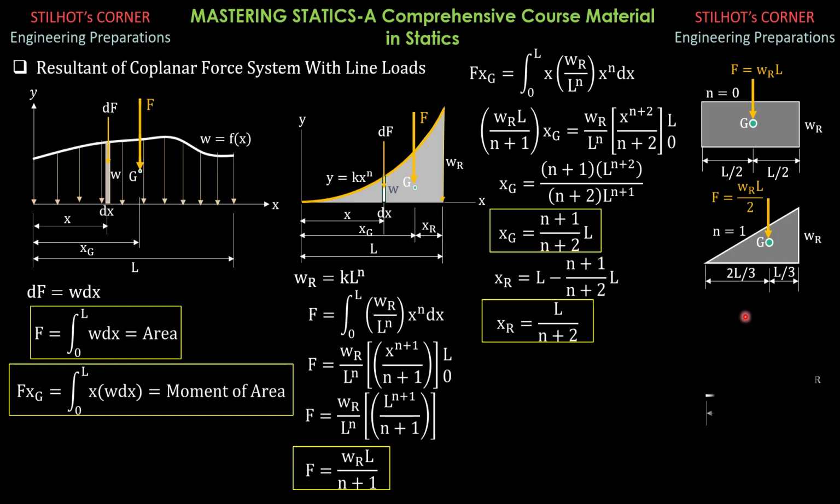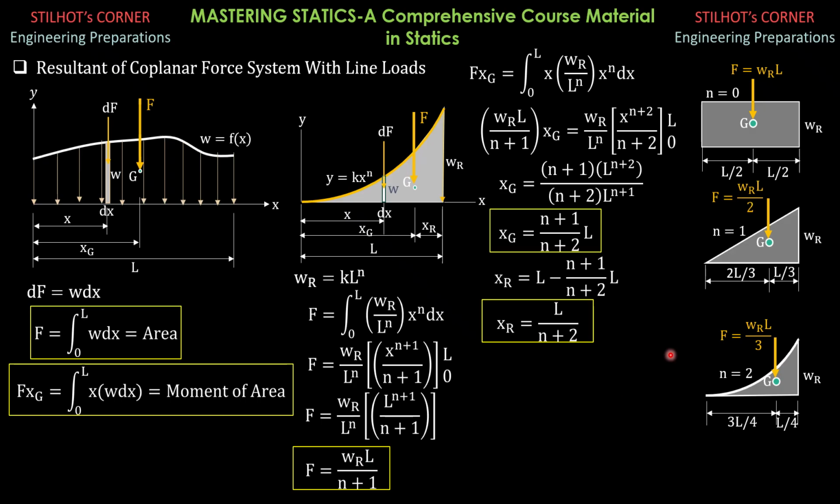Then finally, for second degree curve, we have a parabola here. We call this spandrel of parabola or complementary parabola. So this is 3/4 of L because we have second degree, 2 plus 1 is 3 over 2 plus 2. So 3/4 of L is XG, and XR would be L minus 3/4 of L, or using this formula here, L over 2 plus 2 is L over 4. And the area is 1/3 base times height for spandrel of parabola, or you use this formula here, WRL over 2 plus 1, so that's why it's 1/3.